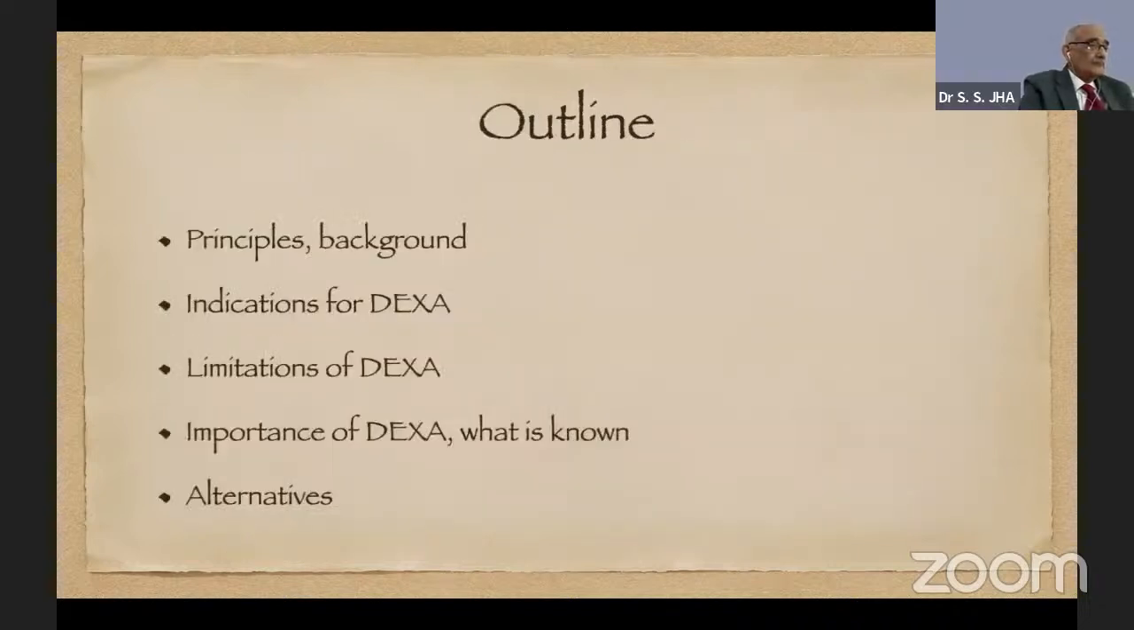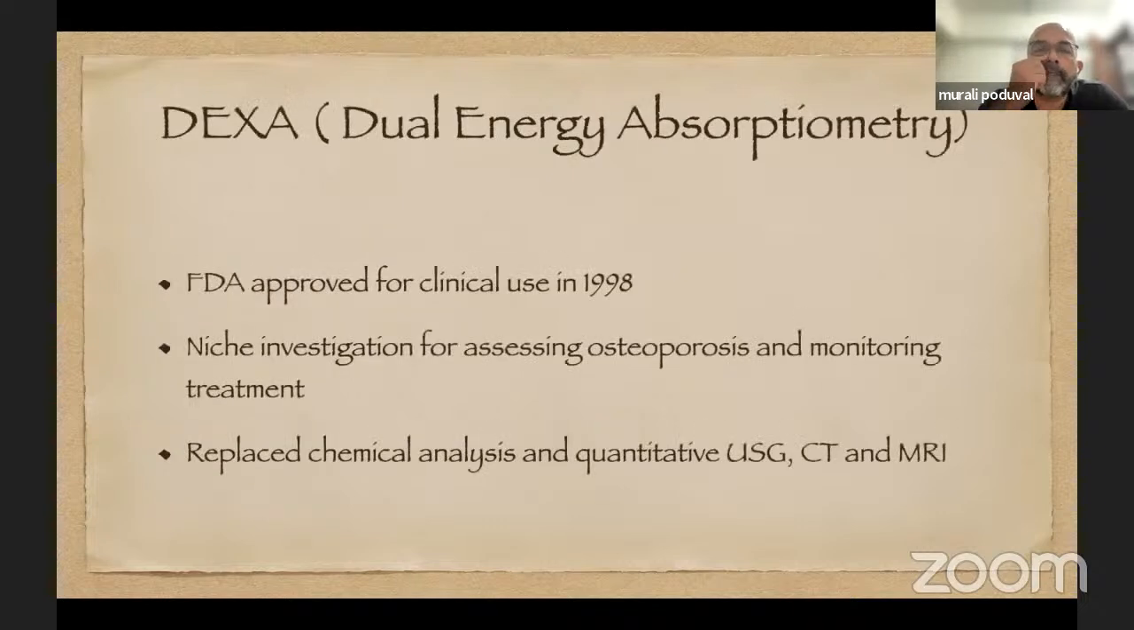So the outline of my presentation will be something like this. We'll talk something about the principles in the background, the indications, limitations, importance. Alternatives, I will leave it to Srinivas to discuss. Now, what we know as DEXA, or dual energy X-ray absorptiometry, was first approved by the FDA in 1998, and it's a niche investigation for assessing osteoporosis and monitoring treatment. It replaced the other methods that we are familiar with, including quantitative USG, CT, and MRI, over a period of time to become the gold standard now.